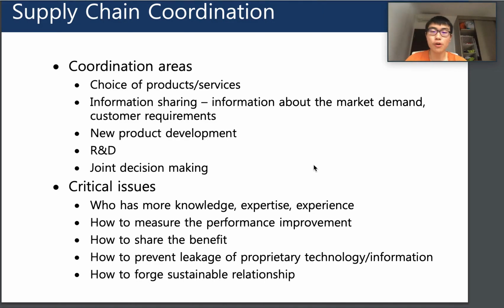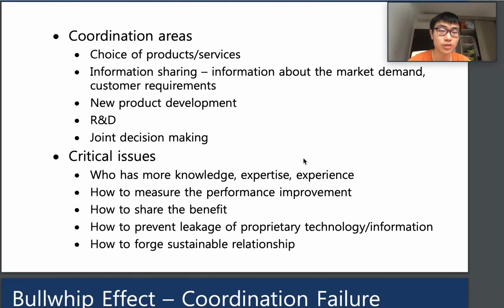And how do we forge and develop a sustainable relationship? This is linked to how we share the profit, how we share the expertise, how we share the knowledge, and how we are able to create a win-win situation that can benefit both parties. All parties in our supply chain are considerations to take when we want to forge a sustainable relationship.